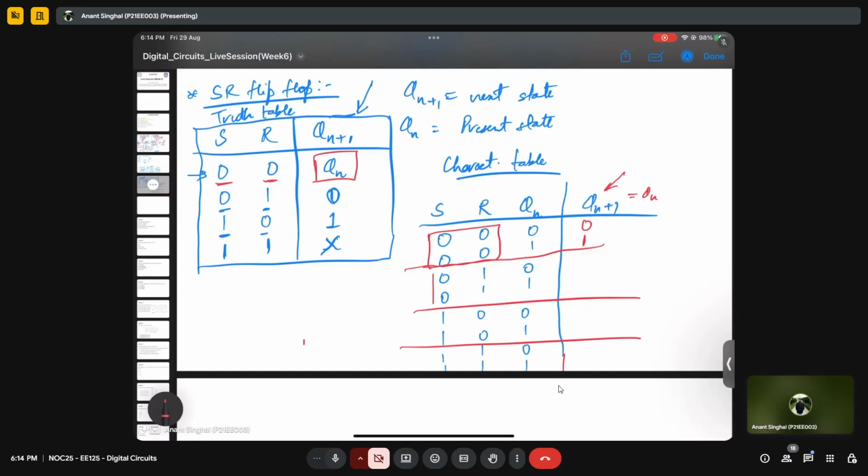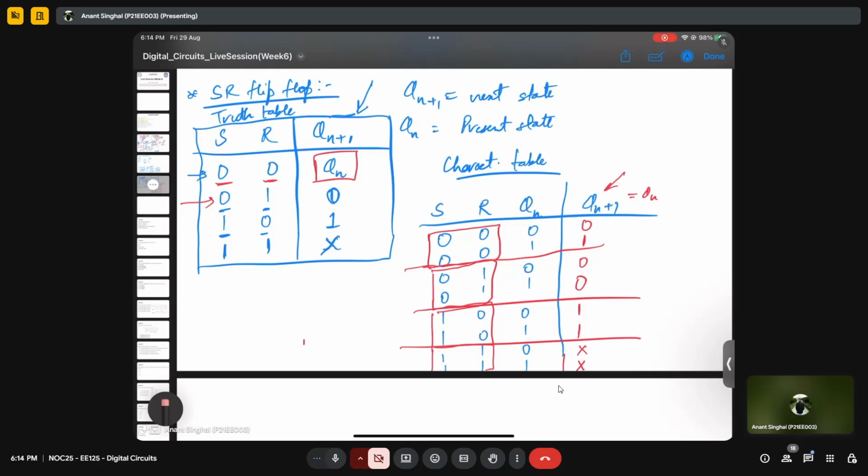When S is 0 and R is 1, what will be the output? From here you can see, yeah, Qn plus 1 is 0. When they are 1 and 0, it is basically 1. And then when both of them are 1, it is invalid. So this is what our characteristic table looks like.